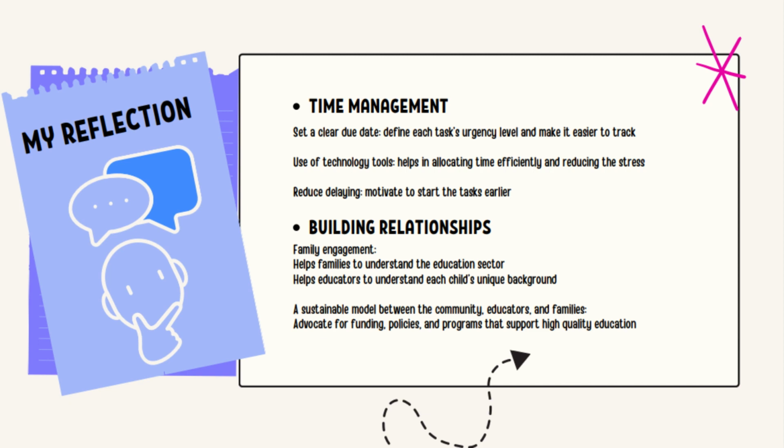What's more, family engagement is particularly emphasized. By doing so, it helps families to understand the education sector and also helps the educators to understand each child's unique backgrounds. On the other hand, a sustainable model of interaction with the community, educators, and families can foster a long-term vision of building healthy relationships. Advocating for funding, policies, and programs that support high-quality education ensures that these relationships are continuously maintained, which enables all stakeholders to be involved.